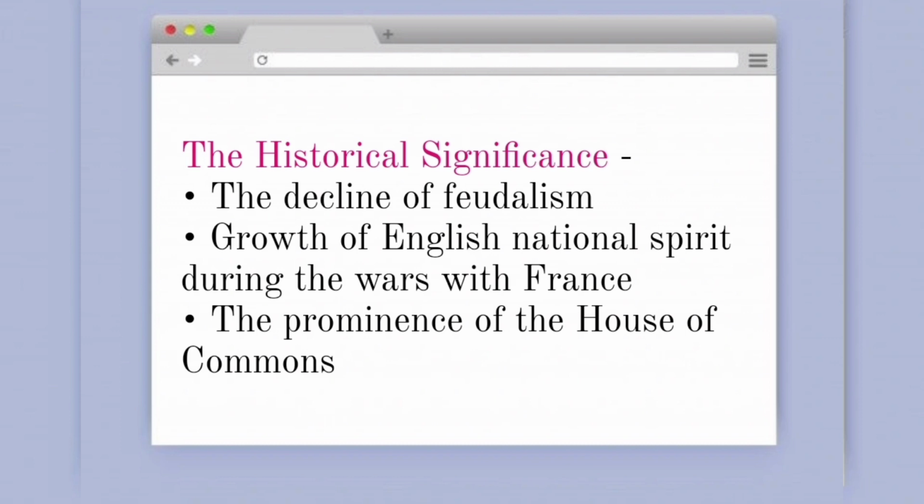period include the decline of feudalism, the growth of the English national spirit, the prominence of the House of Commons, and the rise of working class people. And we can see the development of Midland dialect during this period, and 5 important writers we can see in this period. Obviously, one is Chaucer, and we have William Langland, John Wycliffe, John Mandeville, and Gower. So we are discussing all these 5 key figures.